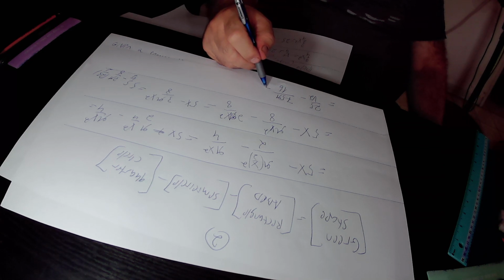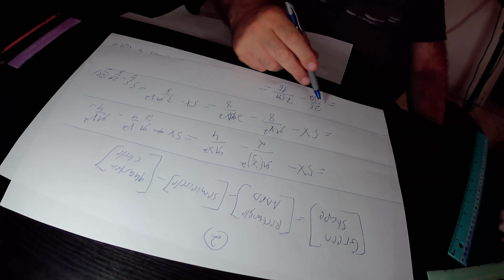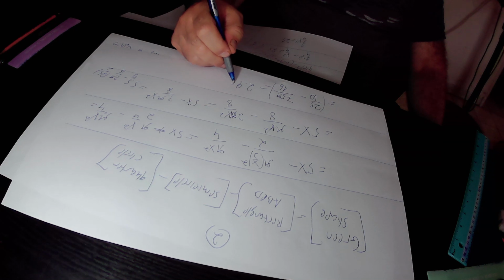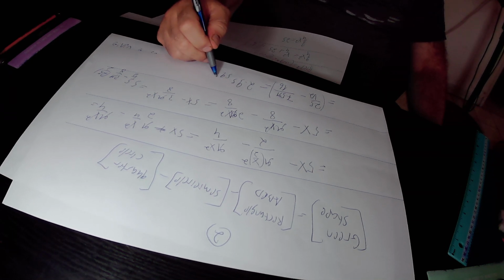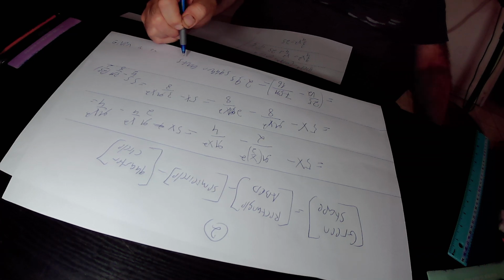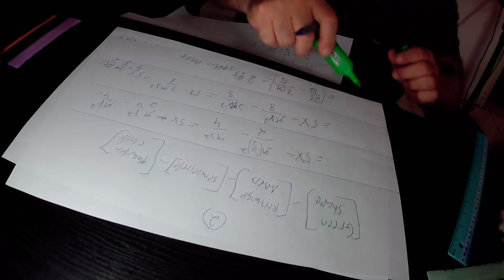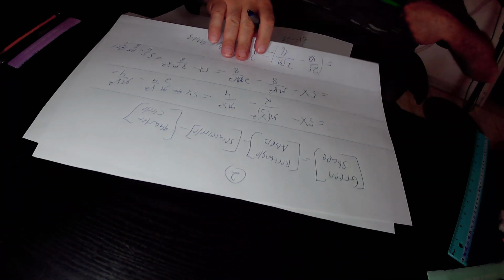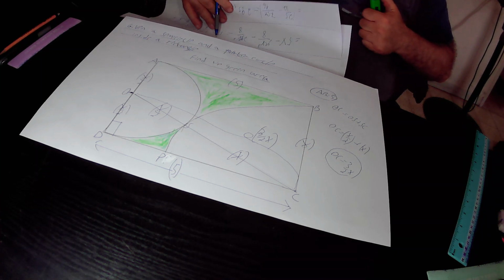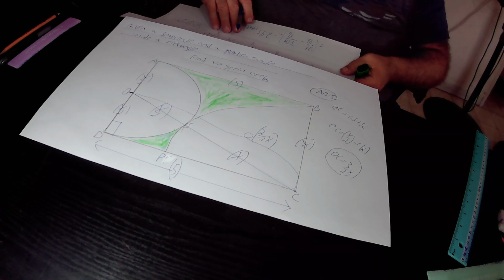Actually, in terms of numbers, the value of this expression in total equals 2.95 square units. And that is the answer to the question. I'll repeat again. We found out that the area of this green shape equals 2.95 square units. Okay.